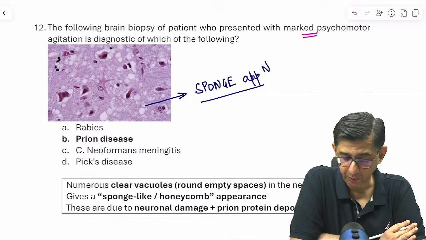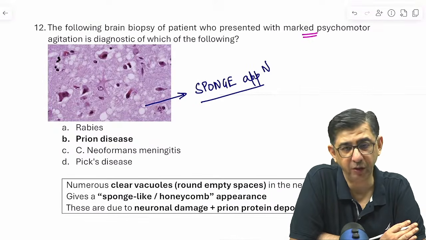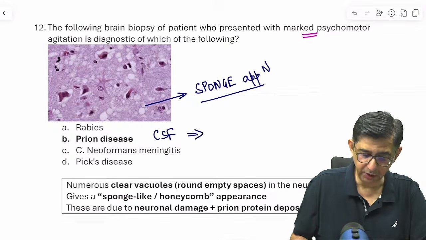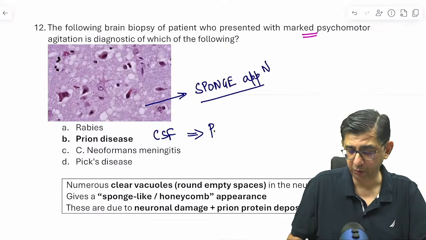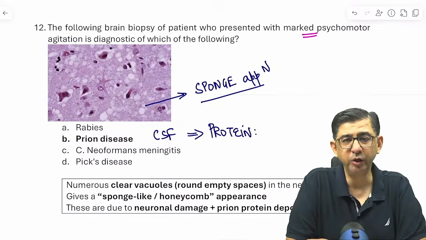The spongiform appearance is the main reason why the answer to this question is option B, prion. A supportive test can also be done in the CSF of the patient. For that CSF finding, can you quickly tell me what protein is found in the CSF in prion disease? I'm talking about variant Creutzfeldt-Jakob disease.